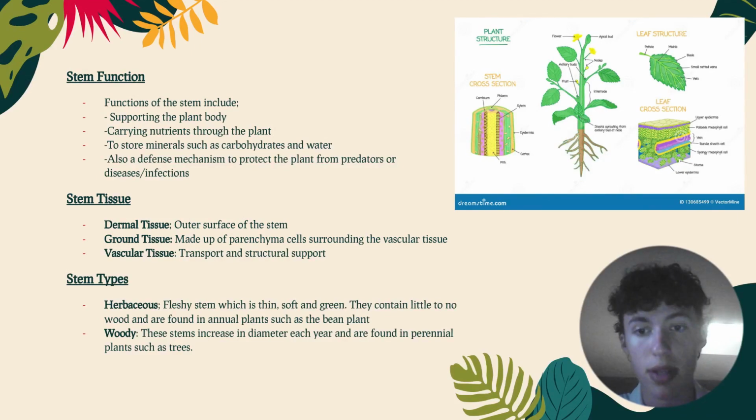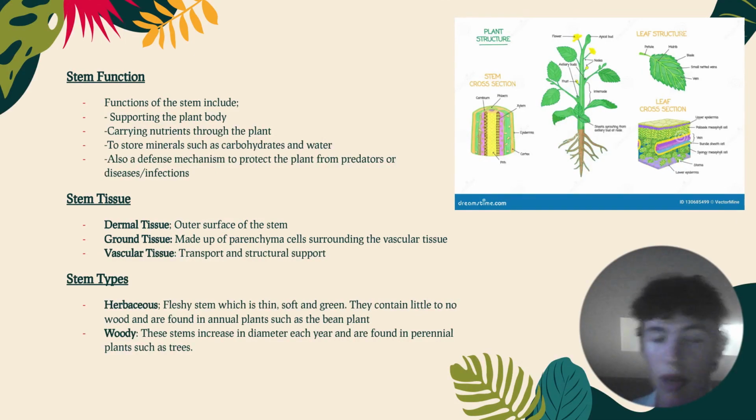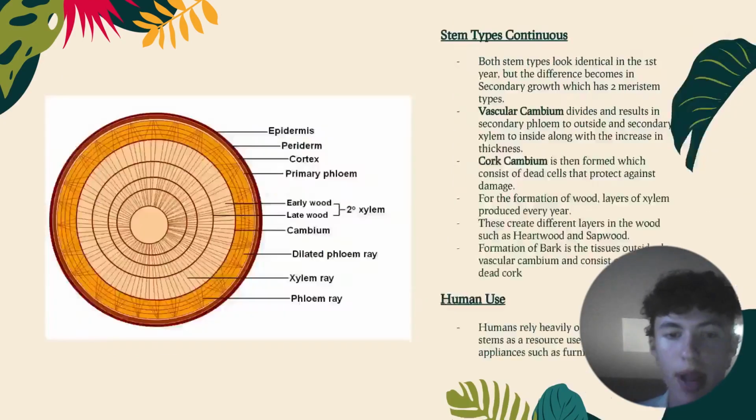So, stem types. There are a couple of different types. We have the herbaceous, which is a fleshy stem, usually thinner, softer, and green. They contain little to no wood and are found in annual plants such as the bean plant. Woody, obviously by its name, is wood. These grow in diameter each year and are found in perennial plants such as trees, right?